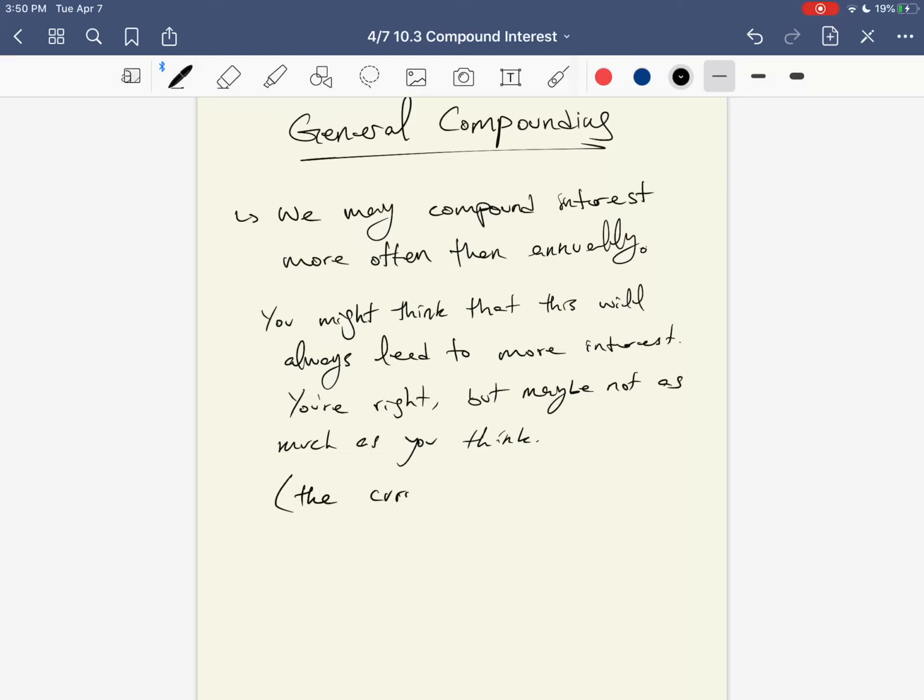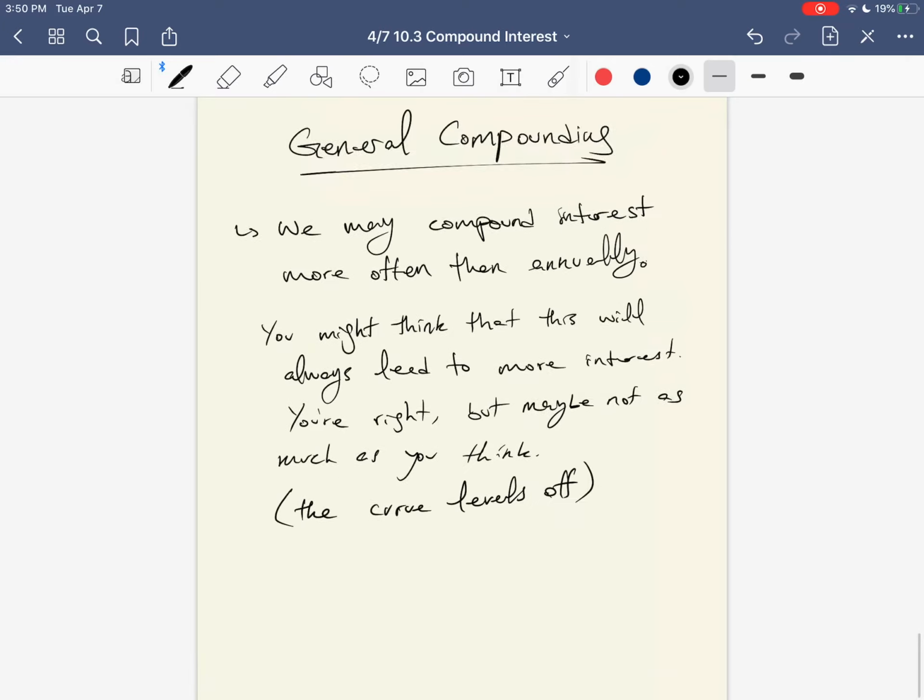The curve levels off. And so even though the difference between the money you make on simple interest and the money you make on compound interest is quite drastic, the difference between what you make when it's compounded annually and what you make when it's compounded daily even is actually pretty insignificant. So we'll do a couple of those examples and we'll see what happens.